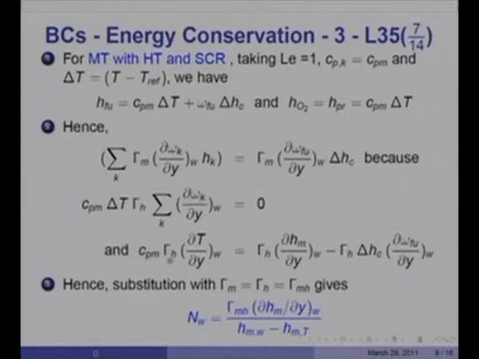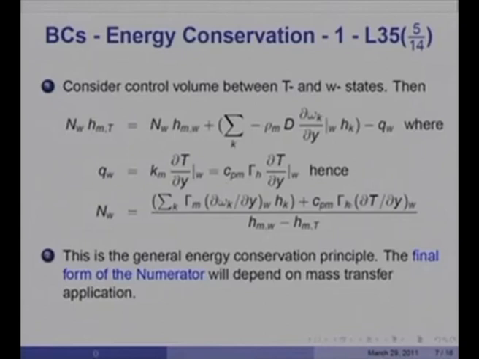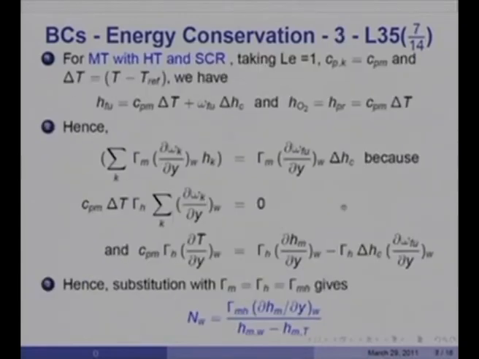And likewise Cpm gamma h dT by dy would be gamma h dhm by dy at W from this relationship minus gamma h delta Hc d omega Fu by dy. So again you see that on adding this term with the summation of these two terms, this term will cancel with this term because gamma m is equal to gamma h, and therefore we get NW again is equal to gamma m h dhm by dy at W divided by HMW minus HMT.